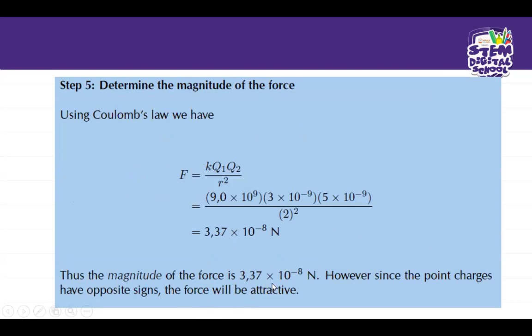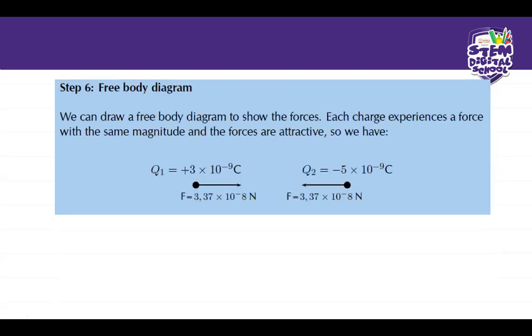And this is what we will get for our answer. So thus the magnitude of force is 3.37 times 10 to the power of 8. However, since the point charges have opposite signs, the force will be attractive. Okay, so it's not moving in one direction, so we don't need a direction because they are opposite. They both attract each other. If they were both negative, there would be a direction that we'd have to know, on the positive direction or on the negative direction. Okay, so we can draw the free body diagram to show the forces. Each charge experiences force with the same magnitude, and the forces are attractive. So you can write something like this. Who knows? Maybe you might get some extra marks for this.